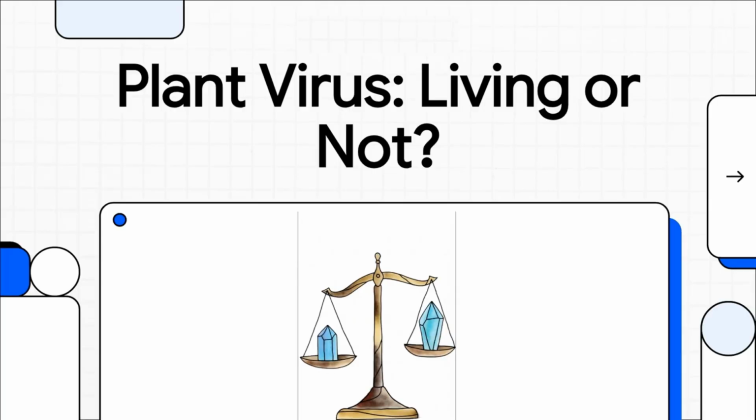Right, let's jump right into one of biology's biggest head scratchers. We're talking about plant viruses. These things exist in a strange little limbo. Sometimes they act like nothing more than a lifeless chemical, but other times they behave exactly like a living organism. So let's get into this bizarre identity crisis.